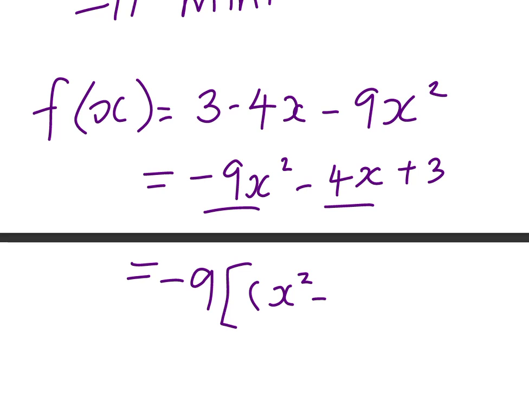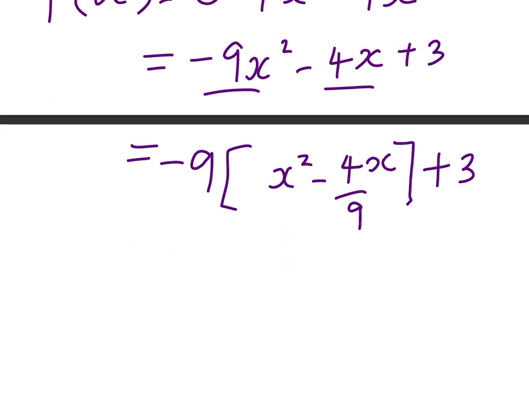minus 4x over 9. Close the bracket. You remove this bracket first. And then you add your 3. The next step is to do the completing square.